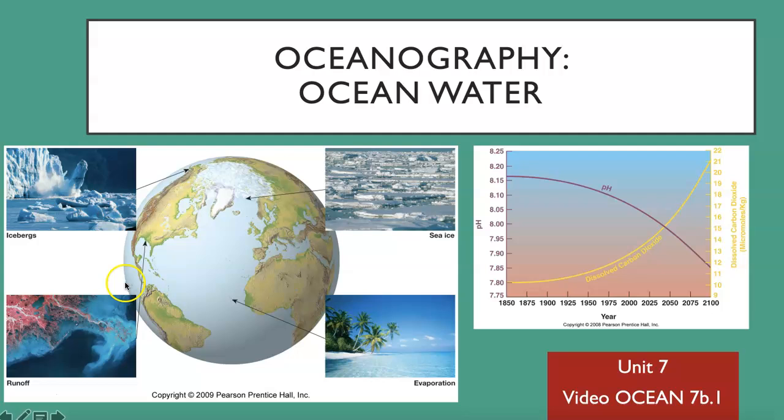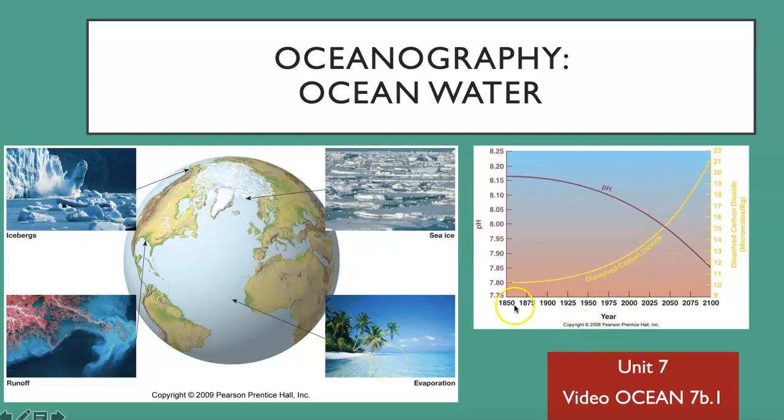Finally, evaporation plays a role as well. This is pointing to the equatorial regions where evaporation is most likely. Evaporation does not take salts with it. Only fresh water evaporates. So the more evaporation that occurs, the saltier the water left behind becomes. So high amounts of evaporation increase the salinity of water. So this is the first concept you're going to learn.